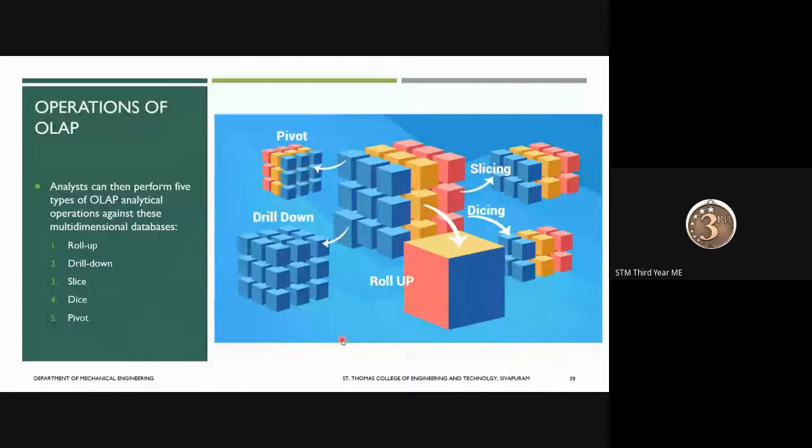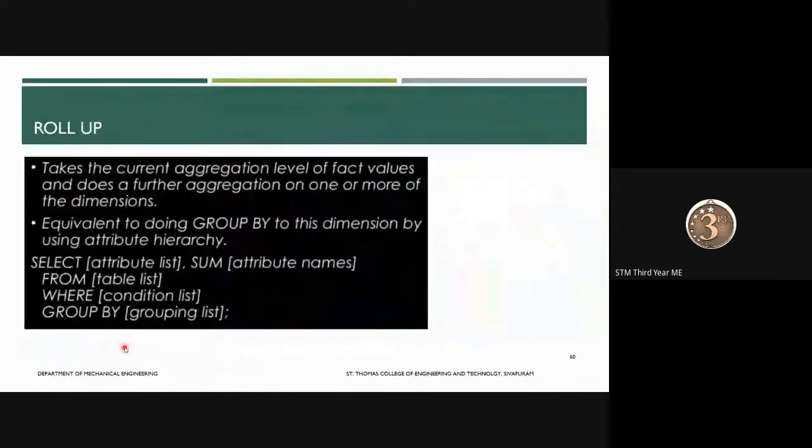So particular operations are basically 5 types. The first one is roll up, then comes drill down, then comes slice, dice, and pivot. These are some of the operations carried out during OLAP. We will look at each and every one of them. The first one is roll up. So what is a roll up?